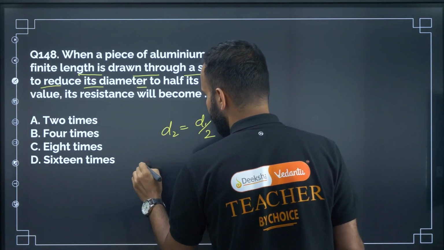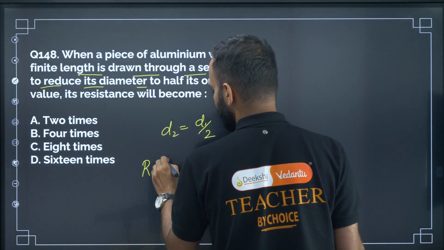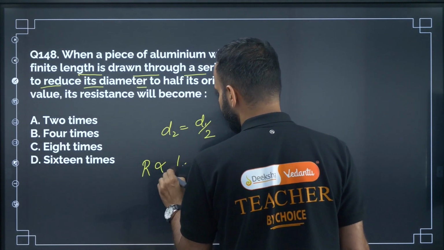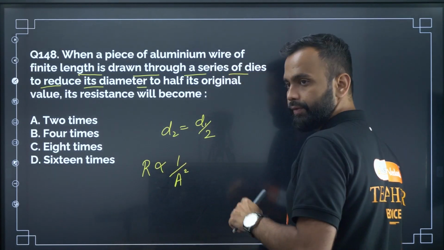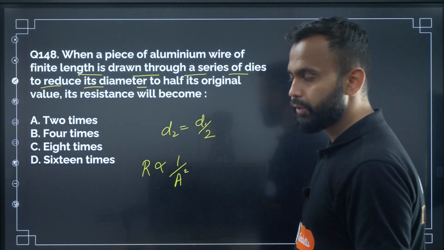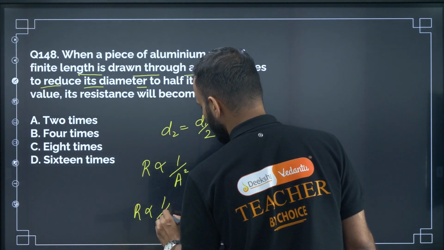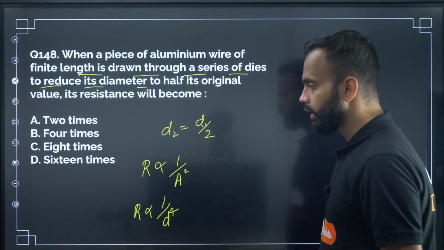So we know that resistance R is inversely proportional to the square of the area of cross section of the wire, right? A is directly proportional to D squared, so R is proportional to 1 by D to the power 4, right?